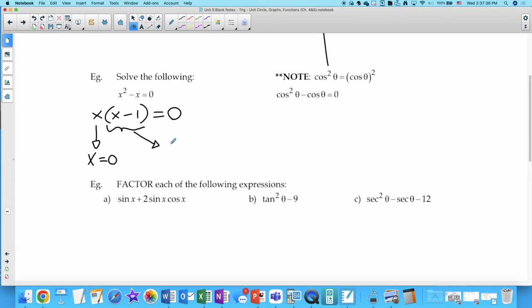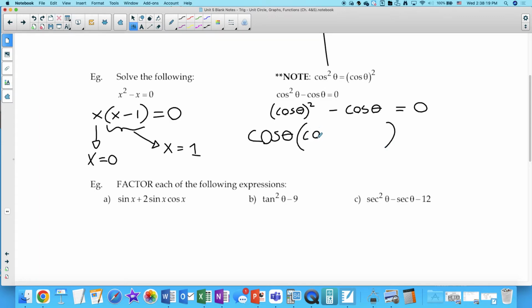Here's sort of a parallel trig equation. Cos squared theta minus cos theta equals 0. So what I'm going to do is rewrite this as cos theta squared minus cos theta equals 0. Now these two terms have a greatest common factor of cosine of theta, so I'm going to take that out. If I factor out cosine theta from this term, I'm left with one factor of cosine theta. And from this term, I'm just left with 1.